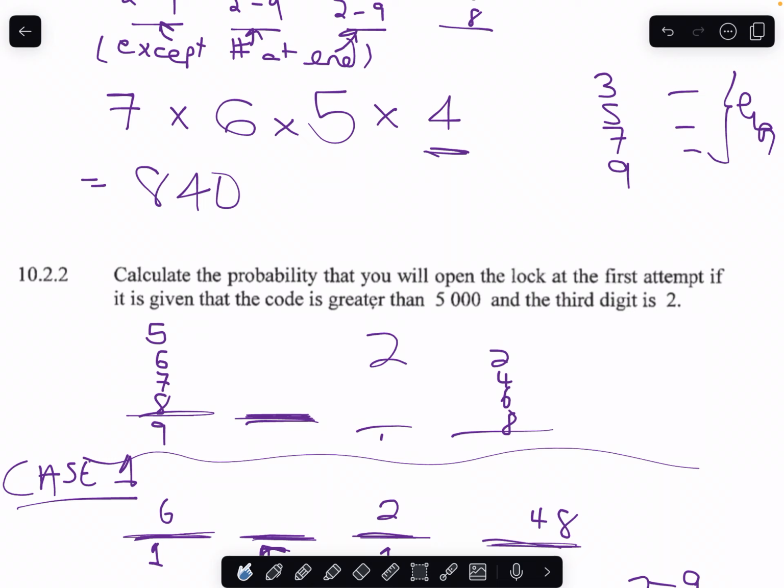So the question says, calculate the probability that you will open the lock at the first attempt if it is given that the code is greater than 5,000 and the third digit is 2. And they work that out by saying 65 out of 840.